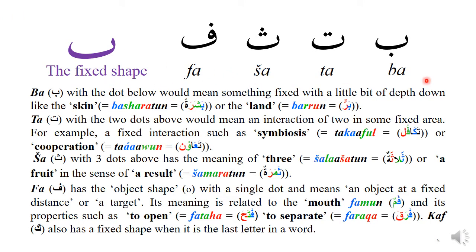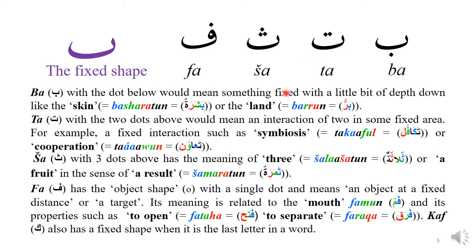So as I have said, the fixed shape is present in 4 letters, ba, ta, sa and fa. And these 3 make a group, the ba, ta and sa, and fa is a little bit different because it has the object shape. The object shape, remember? So it would mean an object at a fixed distance. So see, this bar looks like a fixed distance, right? A distance, and it can mean an amount of something, say, an amount of length. It can mean an amount of time, especially with the ta as 2 dots. So the ta could mean a beginning and an end of something, right? And an amount of time it can mean.